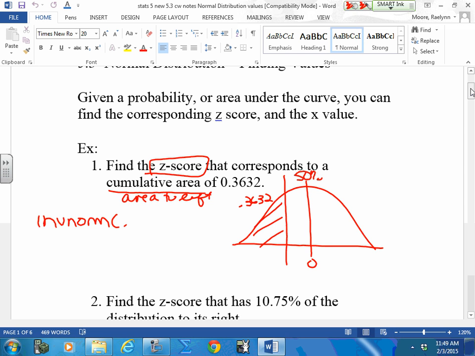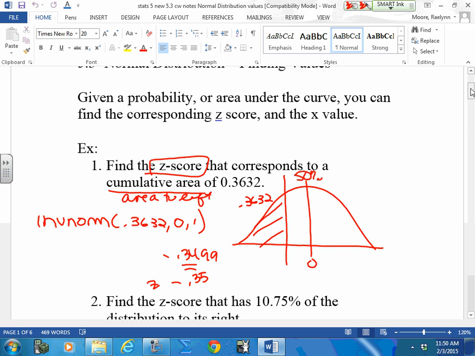I look up 0.3632. Again, your mean is 0 and your standard deviation is 1. We're on a standard normal curve, and you're going to round this to 2 decimals. So what would you come up with? You just type in 0.3632, but keep it at the 0 and 1. Okay, so negative 0.3499, so round this to 2 decimals: negative 0.35.